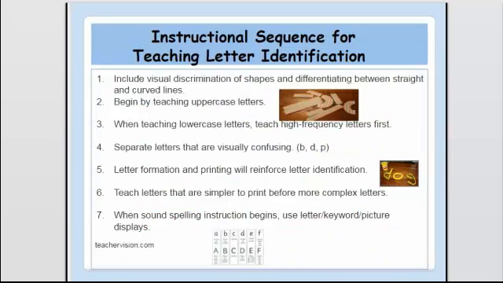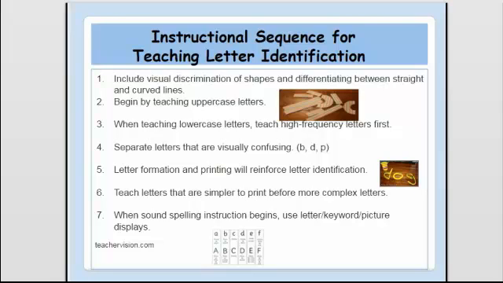When teaching letter identification, there is an instructional sequence that can be considered. The prerequisite skills for letter identification include visual discrimination of shapes and differentiating between straight and curved lines. You may begin by teaching uppercase letters. They are easier to discriminate visually than lowercase letters. Most early literacy experiences with print involve uppercase letters, therefore teaching these first will build on students' prior knowledge.